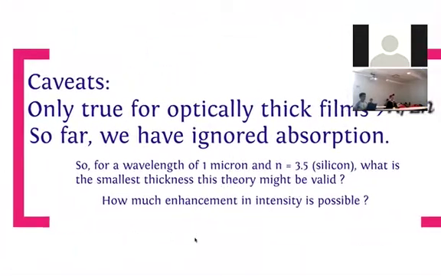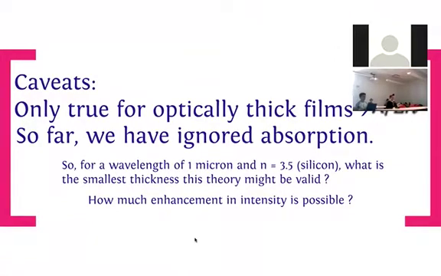Okay. Now, we're going to make some caveats before we go on. First of all, everything we're talking about for now is only true for very optically thick films, which means that the physical thickness of the film has to be greater than lambda over 2n, where lambda is the wavelength, n is the refractive index. And so far, we have ignored absorption. We will introduce absorption shortly, but for now, we're ignoring it.